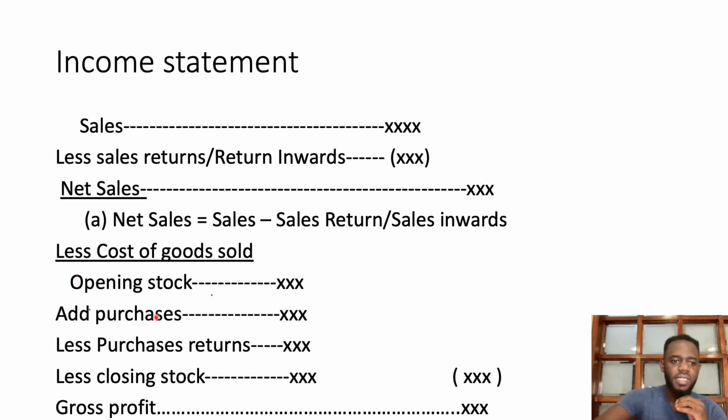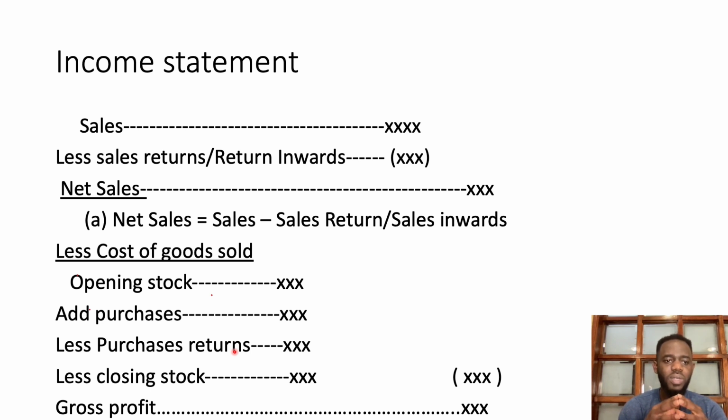Maybe out of the books we bought and added to the opening stock, some of them were returned to our supplier. So then we need to have these subtracted from the purchases we had gotten. So we are going to less purchases returns. Whatever you returned after purchasing, you less it so that you get the actual figure of the purchases that you remained with as far as the beginning of the year was concerned.